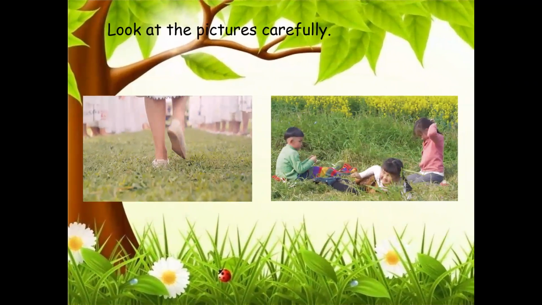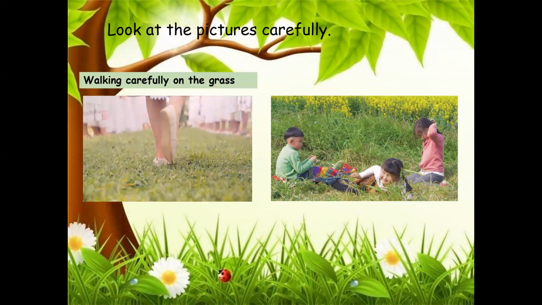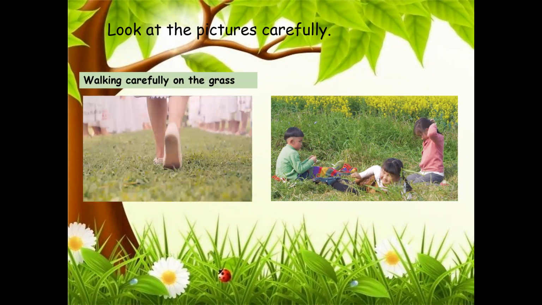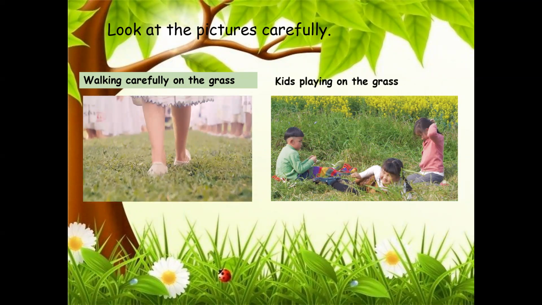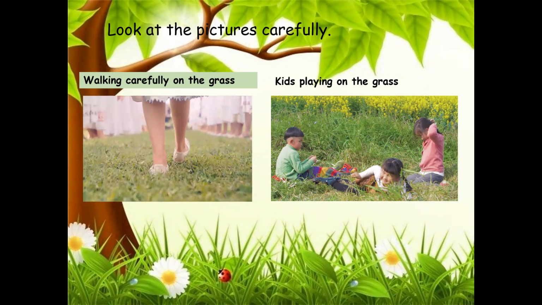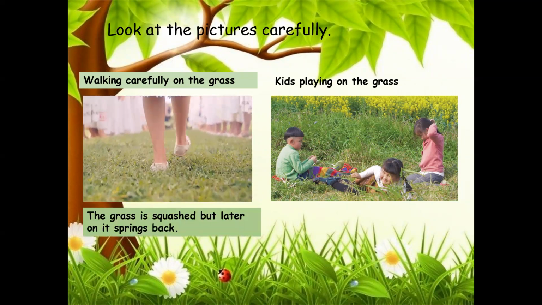Look at the pictures carefully. What do you see in the first picture, children? Yes, a girl is walking carefully on the grass. What do you see in the second picture? Good, kids are playing on the grass. What will happen if you walk carefully on the grass? The grass is squashed, but later on it springs back.